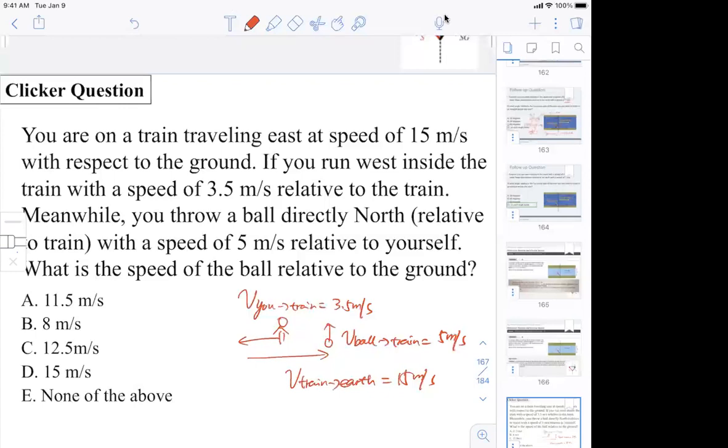Take about a minute or two, and then we will come back for a discussion. Professor, I'm sorry. Do we throw it north or do we throw it up? North. Oh, this is a flat view, north. Hard to draw up, yes.